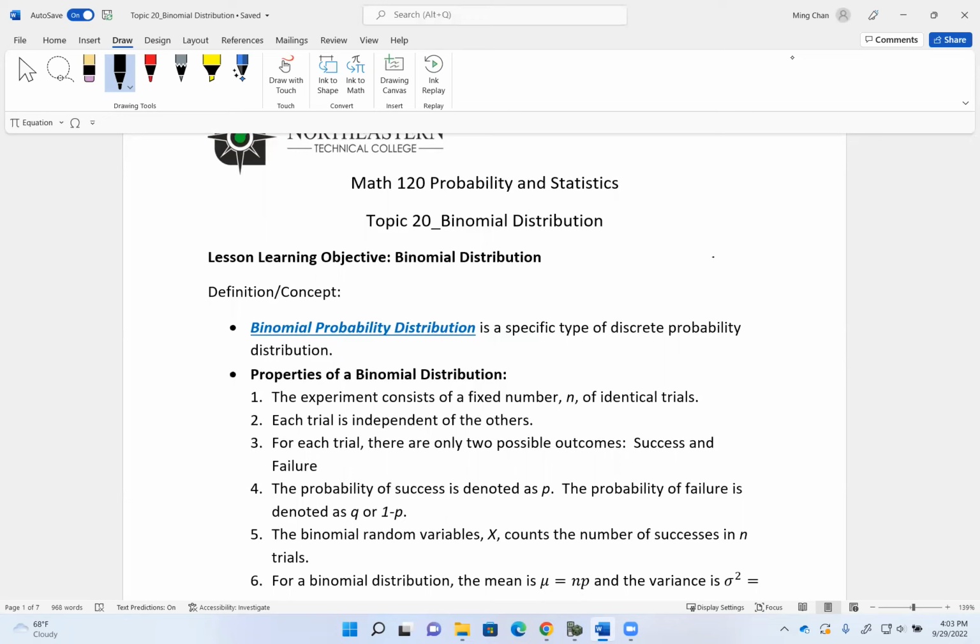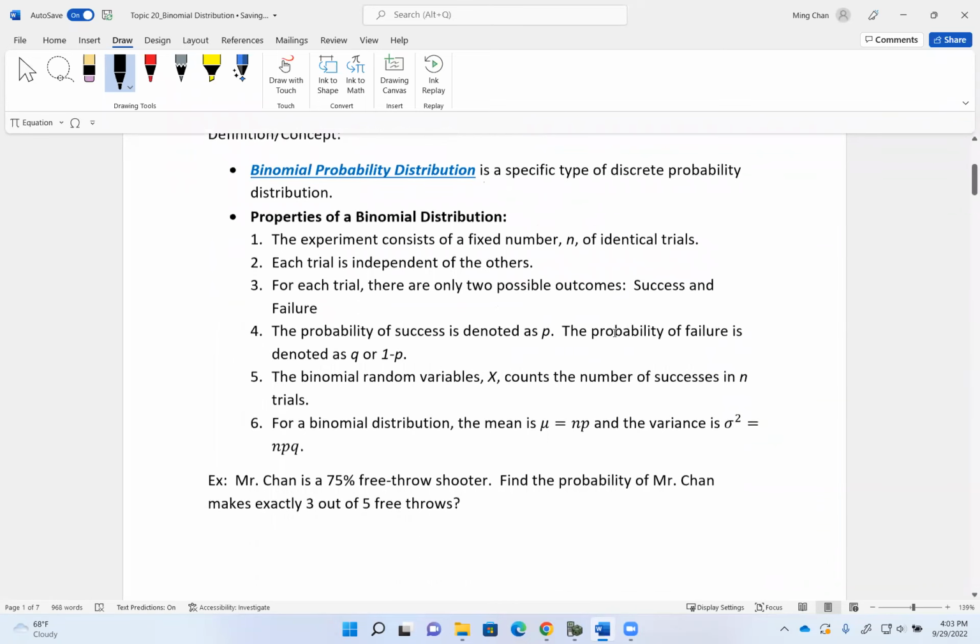So this is a very, very specific type of distribution. What is a so-called binomial probability distribution? It's a very specific type of discrete probability distribution. Last time in topic 19, I began to introduce the concept of probability distributions. Here is a very specific example. It's called the discrete probability distribution, which is a binomial distribution.